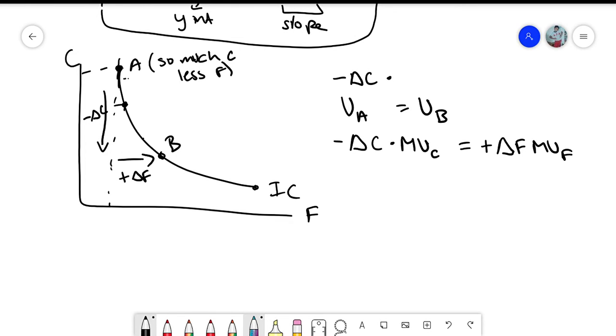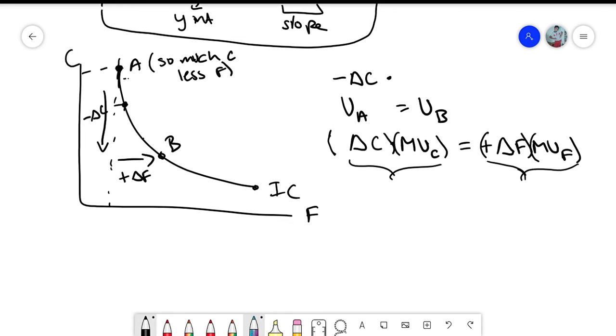Basically what this means is the decrease in utility that I get from getting less C has to equal the increase, that way the total change is 0. Anyway, that's that. Oh, my bad. Since the change in C is already a negative thing, you don't need this negative sign. I'm just going to take it out.